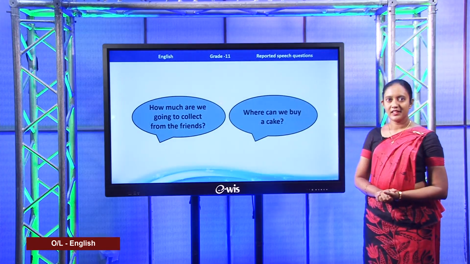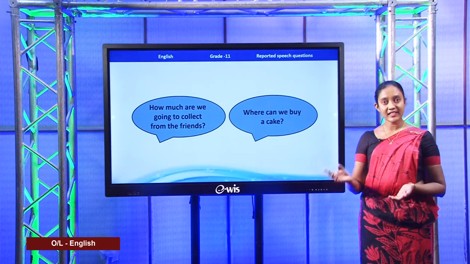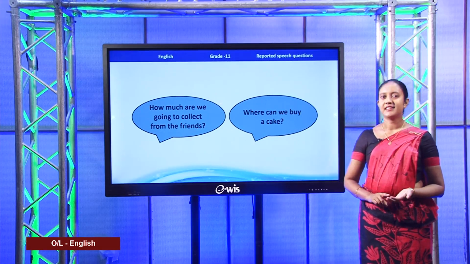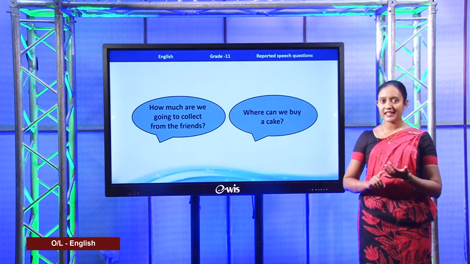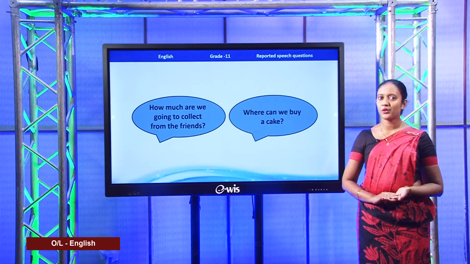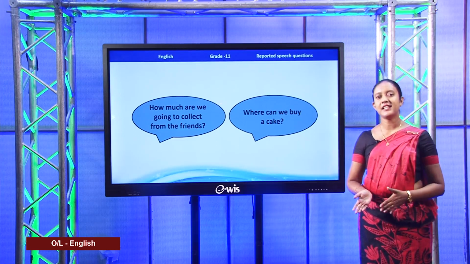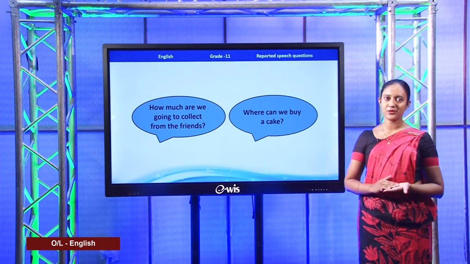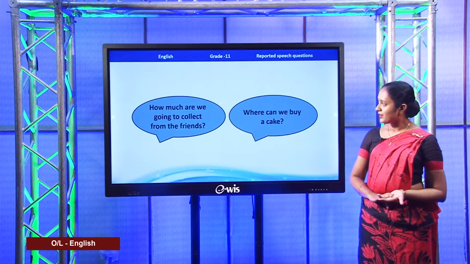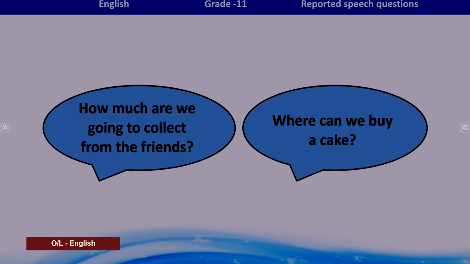Okay children, now I am repeatedly telling you that these are the changes you have to do when reporting someone's utterance. First, you have to change the pronoun accordingly. Then you have to think about the tense or the verb according to the tense. And also you have to pay your attention to the time indicator as well as the place indicator according to the situation. So, now look at the screen.